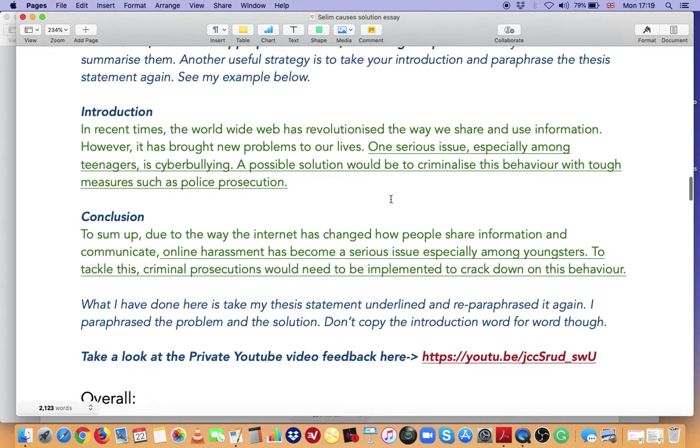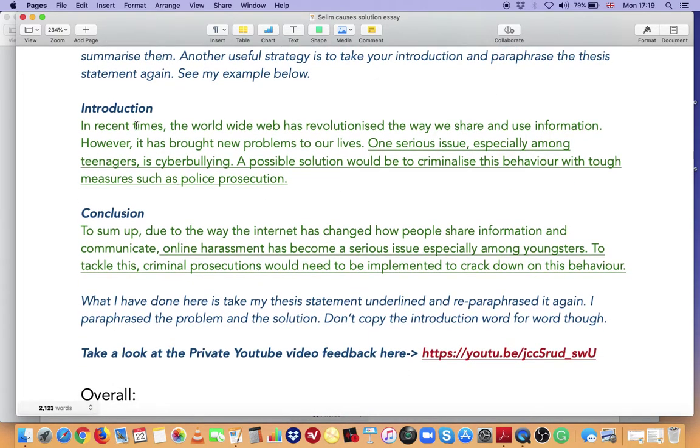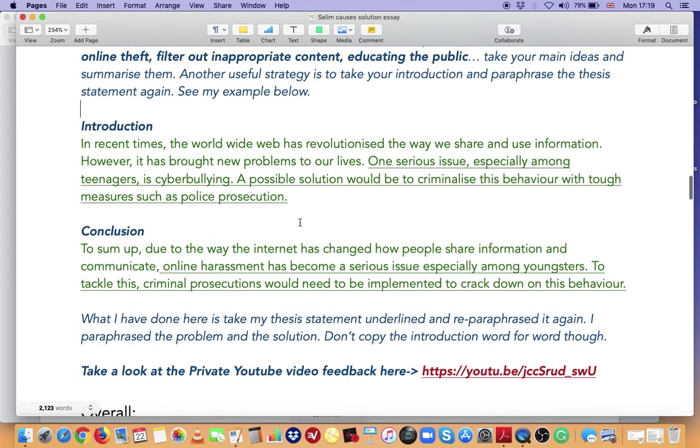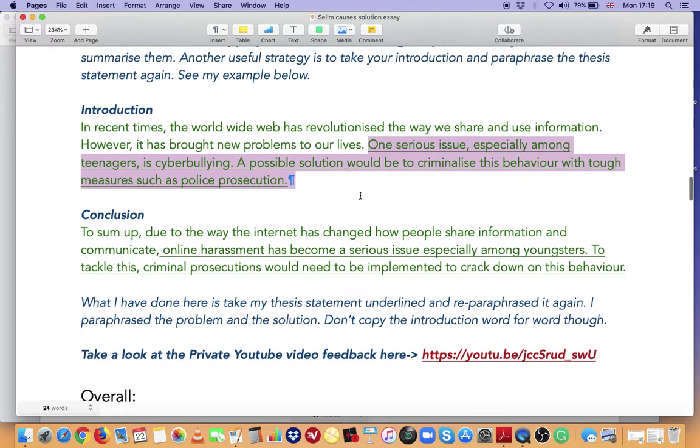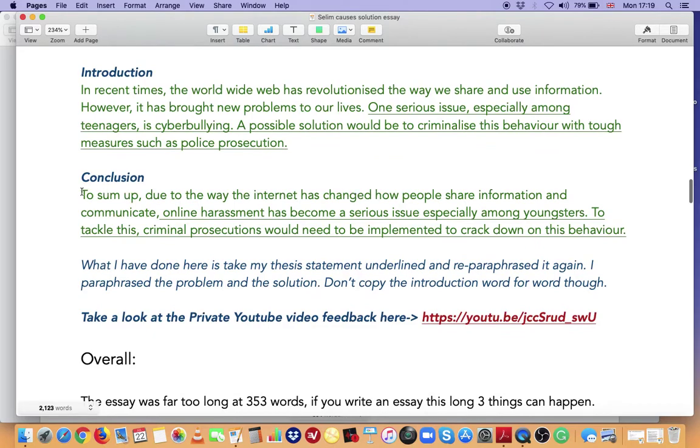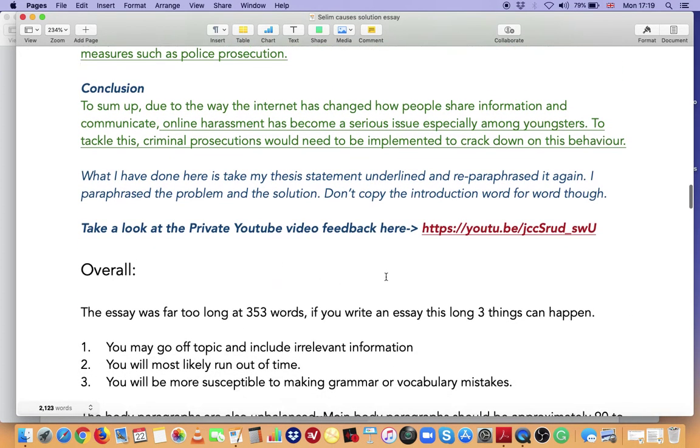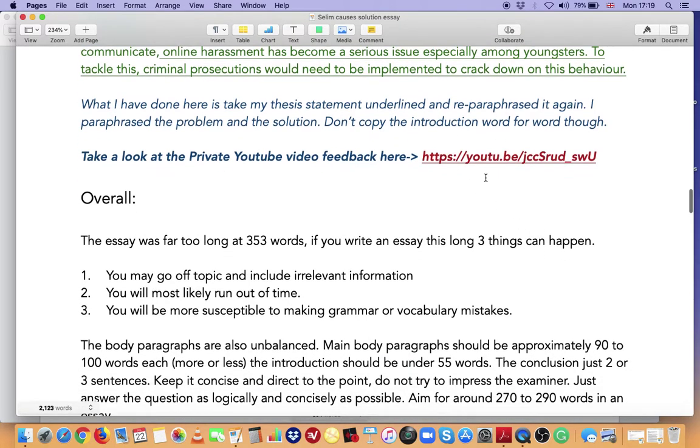And this was the way I've done the conclusion. This was the introduction, my example of an introduction. And this is my example of how I would write a conclusion. And one way to write a conclusion is to take your thesis statement and to rephrase it again, reparaphrase it, which is what I've done in my model answer conclusion. And I also gave him a lot more detail on a private YouTube video here.